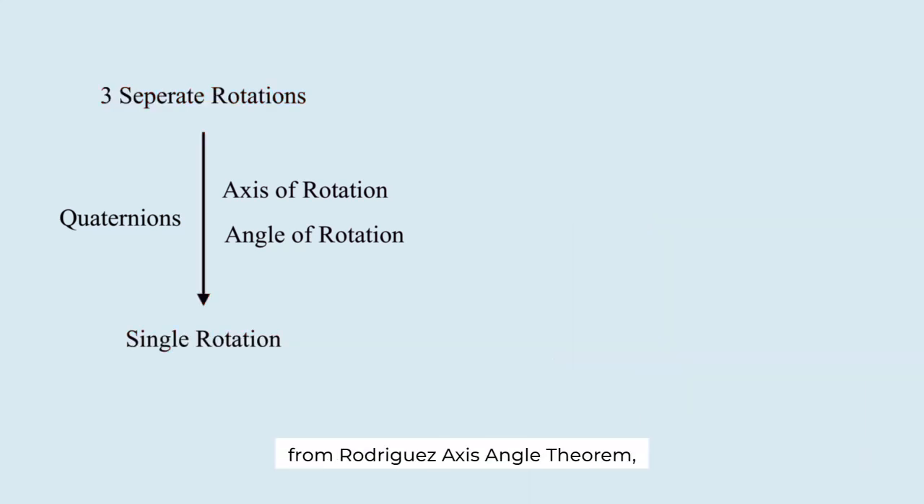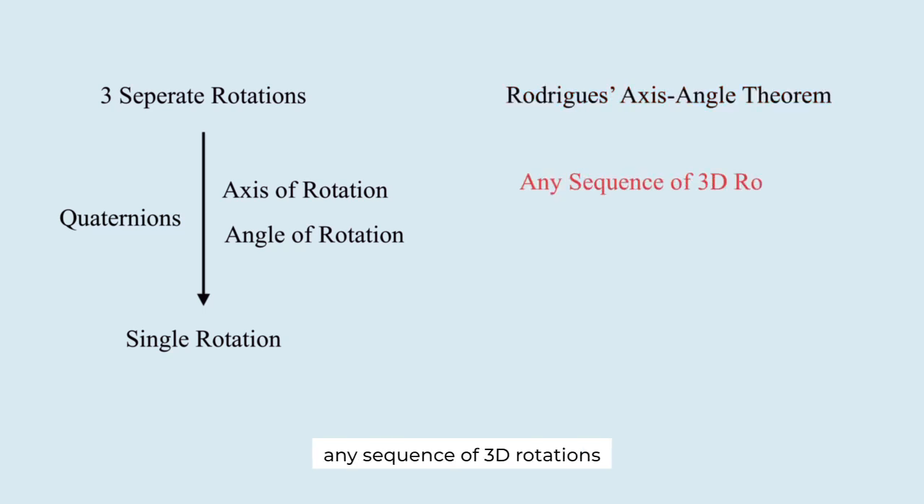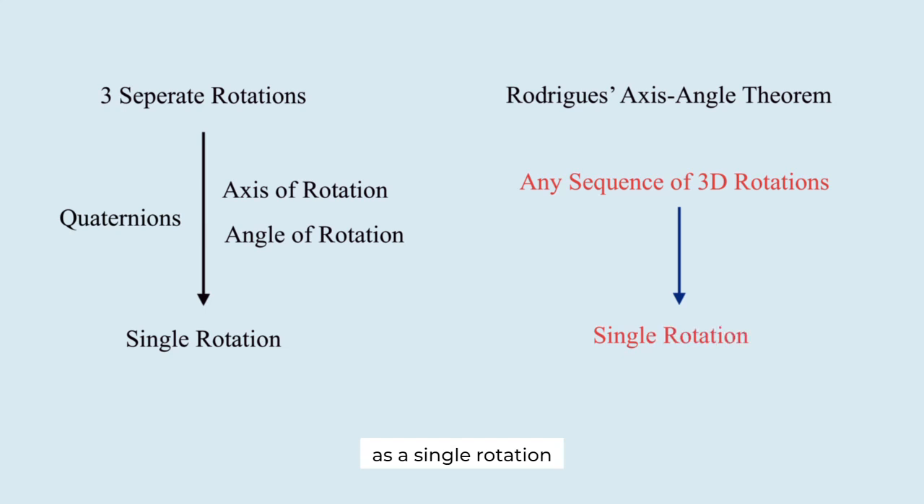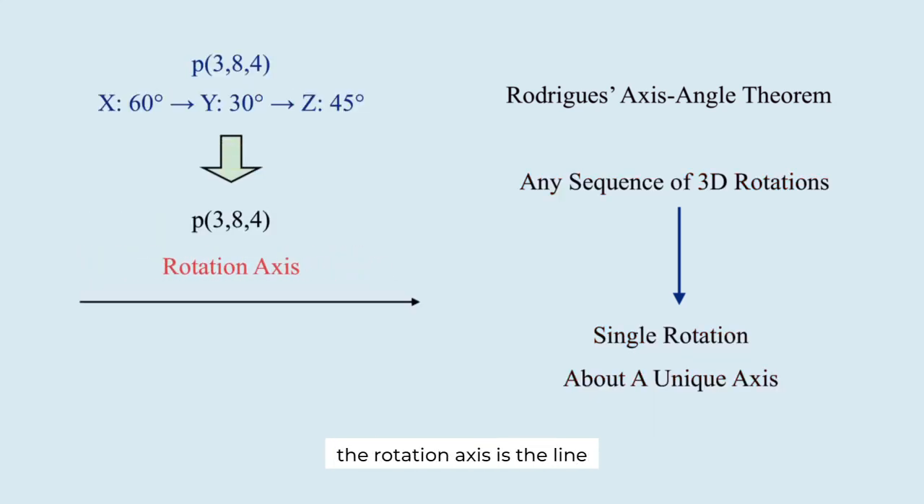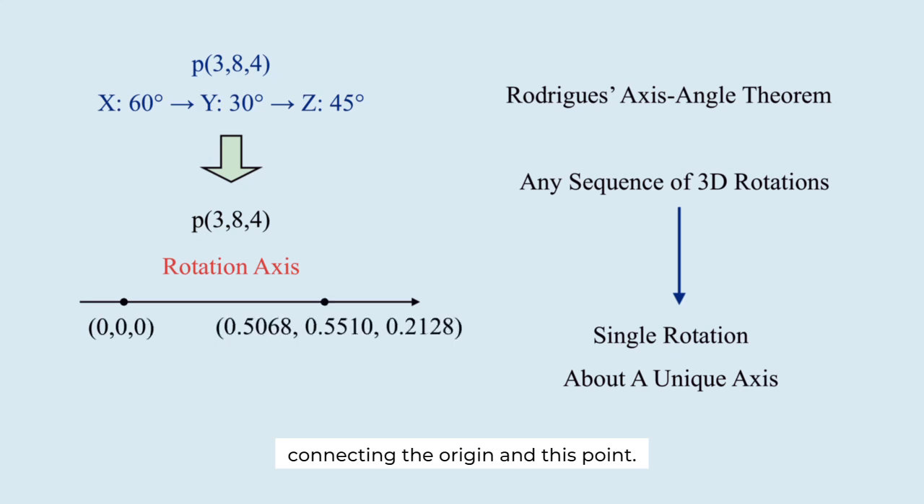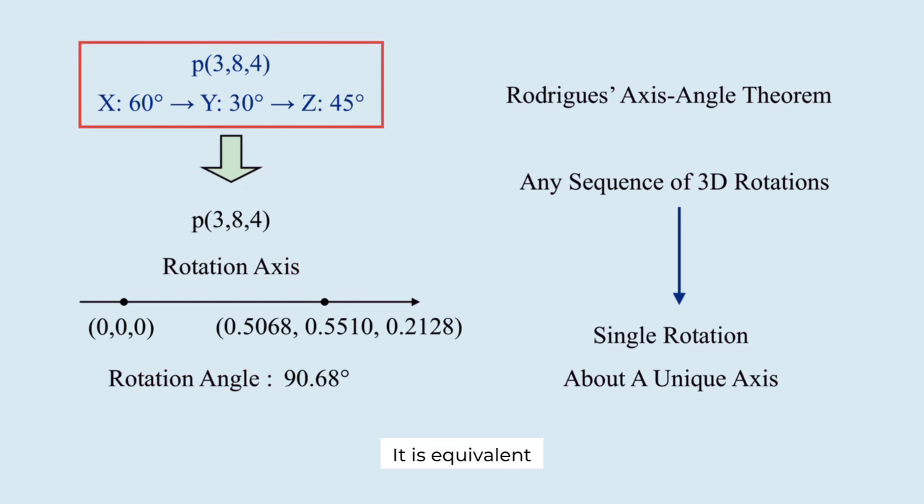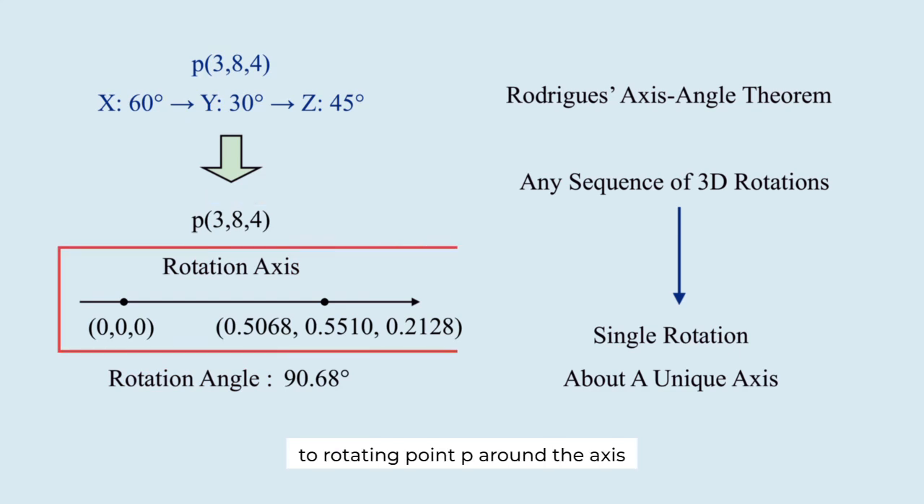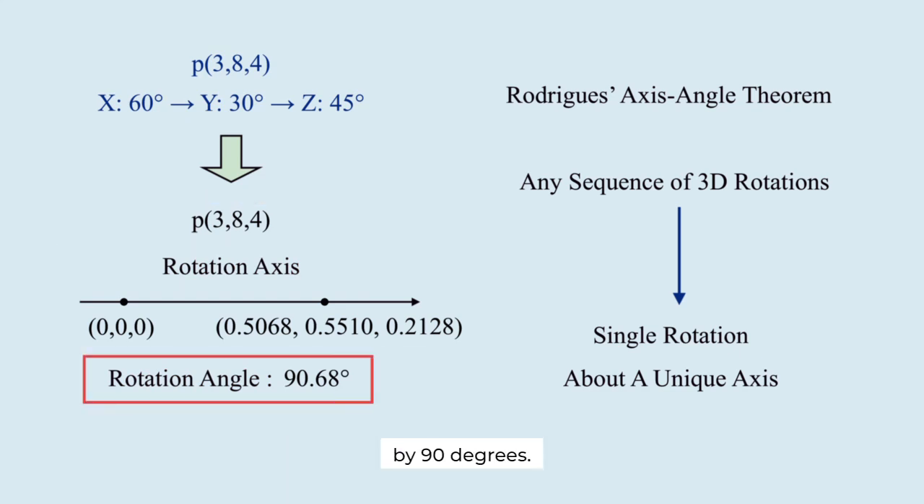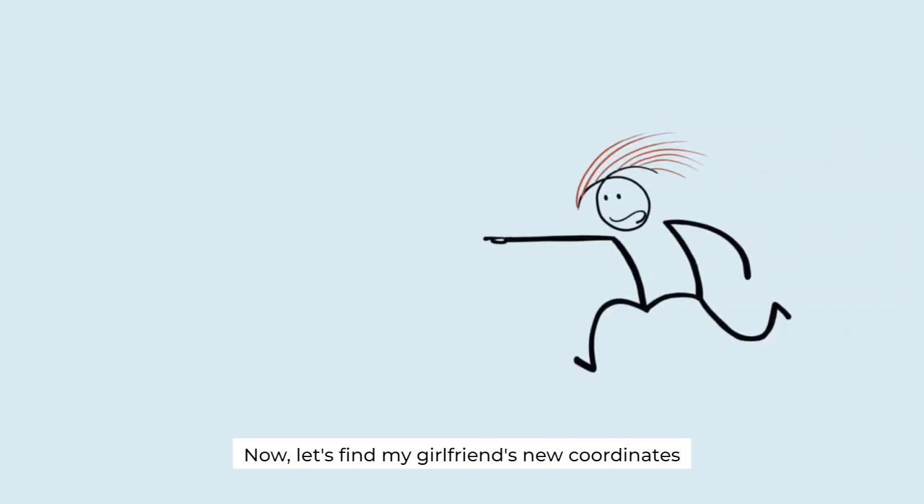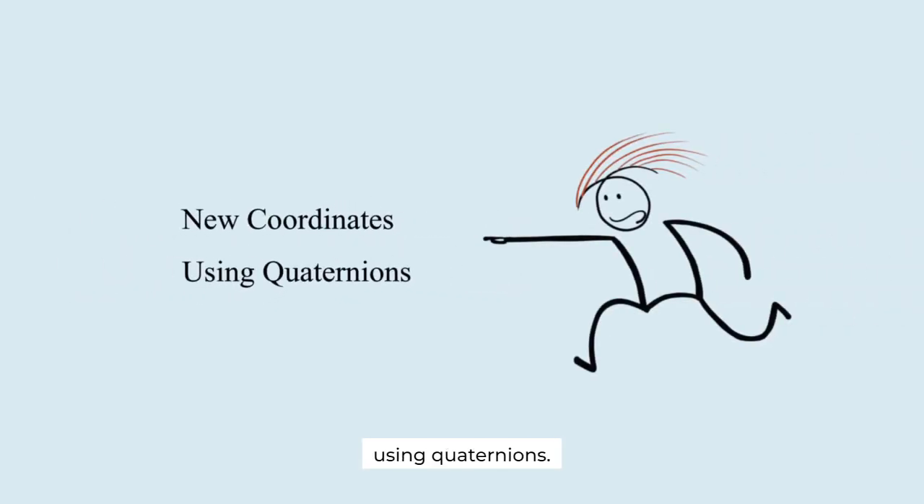This follows from Rodrigues's axis-angle theorem, which guarantees that any sequence of 3D rotations can always be represented as a single rotation about a unique axis. In this problem, the rotation axis is the line connecting the origin and this point. The rotation angle is about 90 degrees. It is equivalent to rotating point P around the axis by 90 degrees. Now, let's find my girlfriend's new coordinates using quaternions.